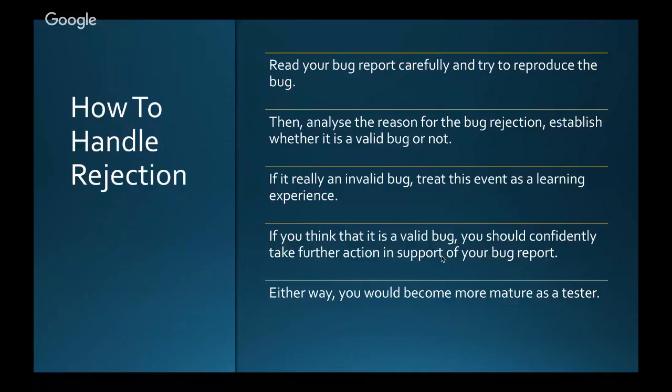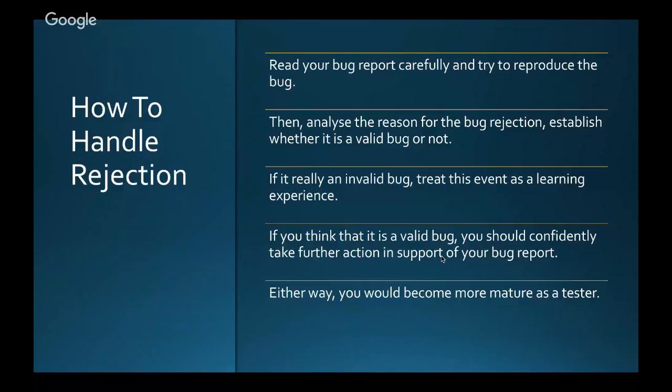Analyze the reason for your bug rejection. If the bug is being rejected, establish whether it was a valid bug or not. Why do you think it was valid, and why does the other person think it is invalid? Try to understand the difference. If it is really an invalid bug, treat this event as a learning experience. You shouldn't get angry or disappointed. You should act like a learner, treat this as a learning experience, and reiterate. If you think that it is a valid bug, you should confidently take further action to support your bug report.